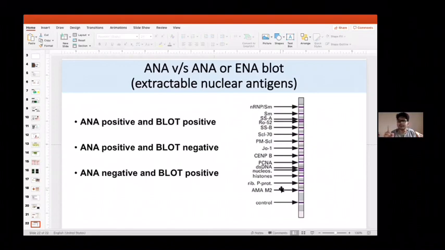So if someone asks me ANA versus ELISA versus ENA blot, what is most sensitive or what is the first test to order? It is always ANA. So the rule we make is we do not order ENA blot without doing ANA. If ANA is negative, it is very unlikely ENA blot is positive.